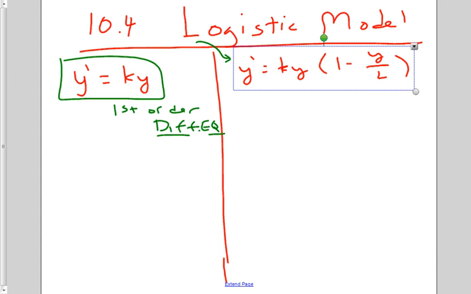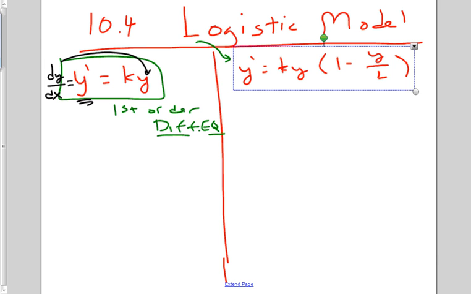First order meaning the derivative dy dx, which is y prime, depends on the amount of y. The rate y changes with respect to x depends on how much y there is. First order meaning y to the power of 1.